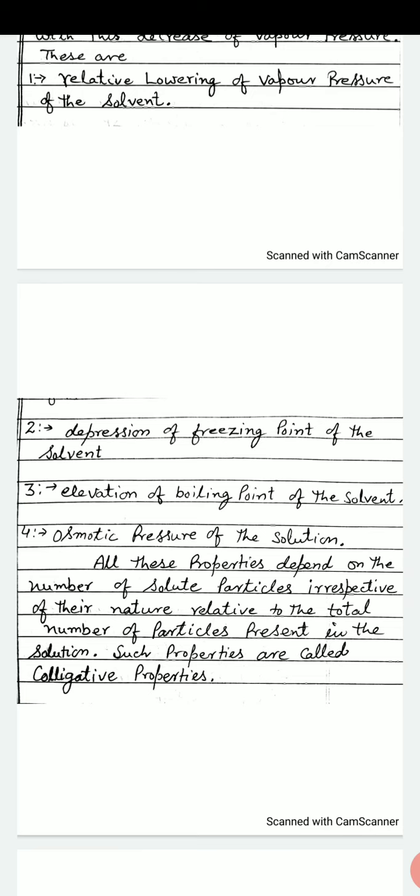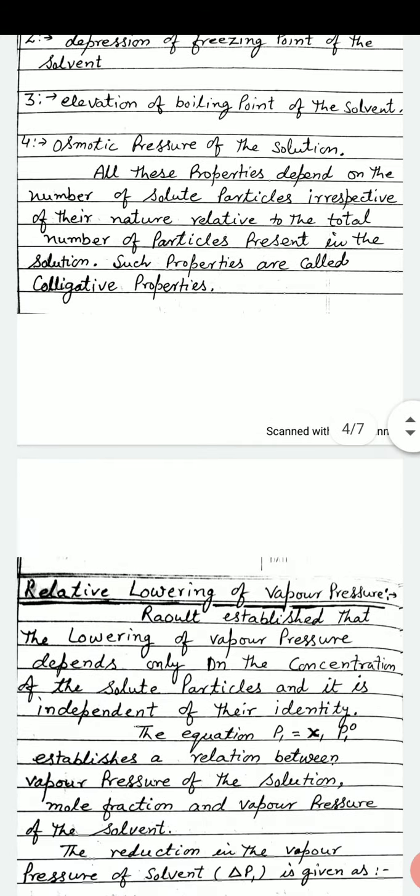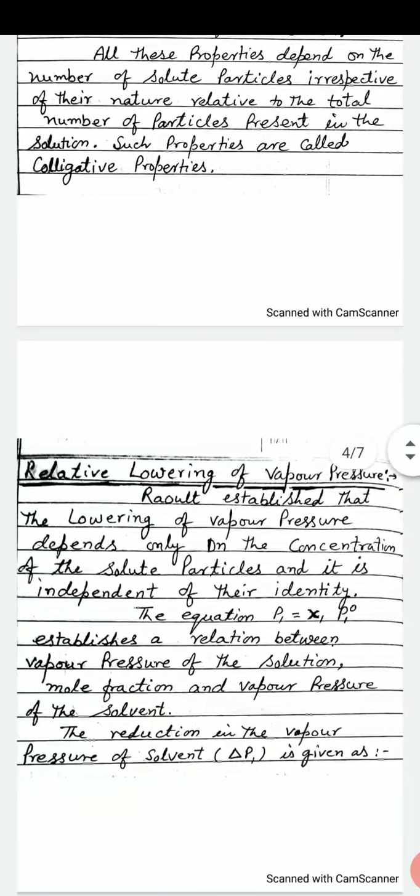All these properties depend on the number of solute particles, irrespective of their nature, relative to the total number of particles present in the solution. Such properties are called colligative properties. Relative lowering of vapor pressure.